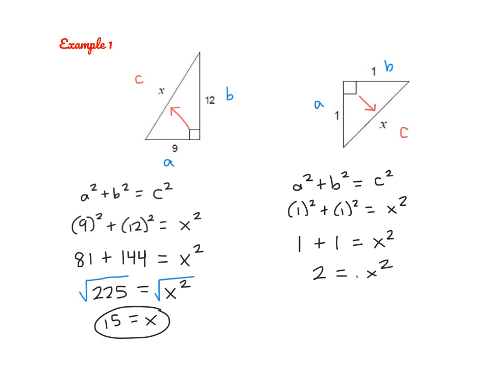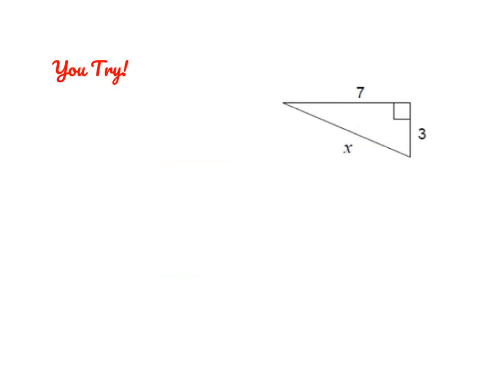Again, the way we undo a square is with the square root, but this time we don't need the plus or minus. So we have square root of 2 equals x. So sometimes the length of one of the sides is going to have a square root, and that's totally fine. Simplify it if you can, but if you can't, we just leave it with a square root. Okay, go ahead and pause the video and see if you can use the Pythagorean theorem to find this missing side length.